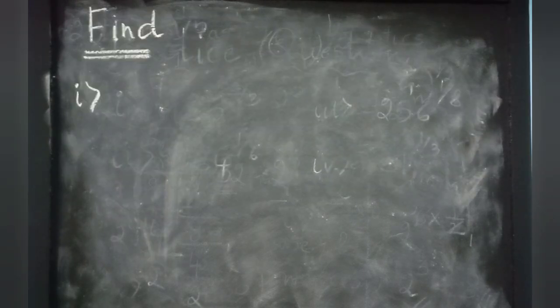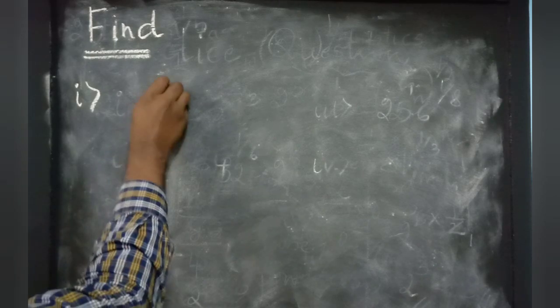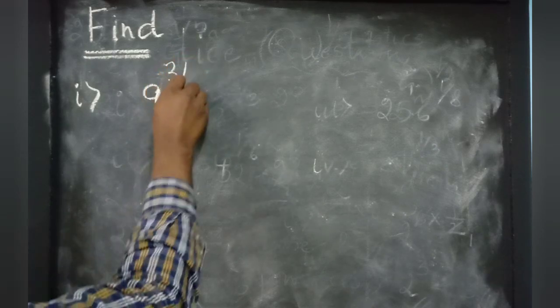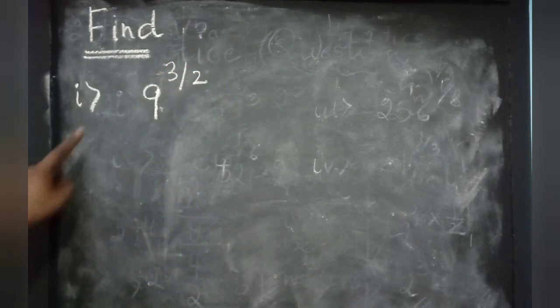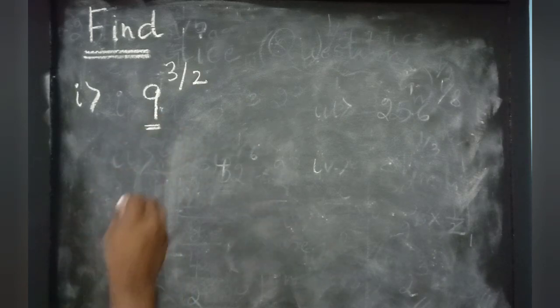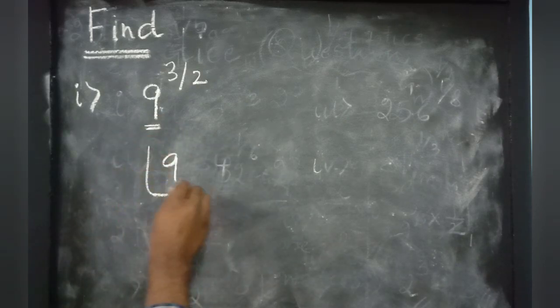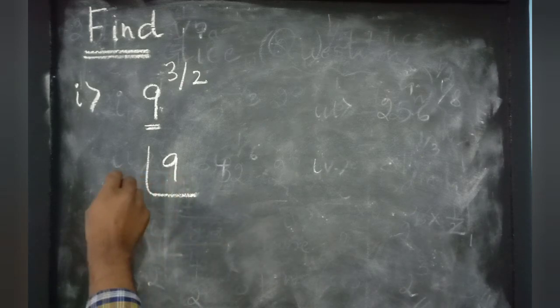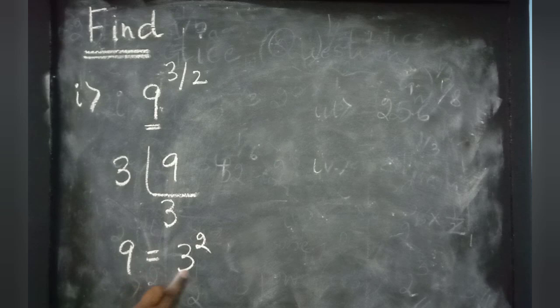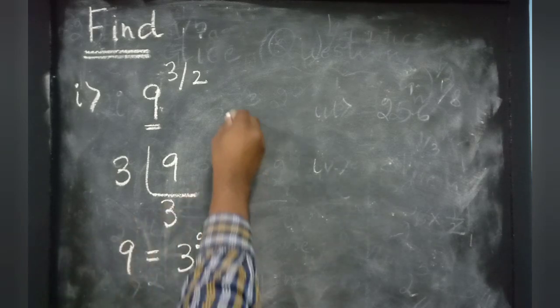Moving to the next set of exercise questions, the first question is 9 to the power 3 by 2. Now express 9 in the form of exponent. We cannot divide 9 by 2. Now start with the next number, that is 3. 3 3s are 9. Therefore 9 equals 3 square, 9 equals 3 to the power 2.